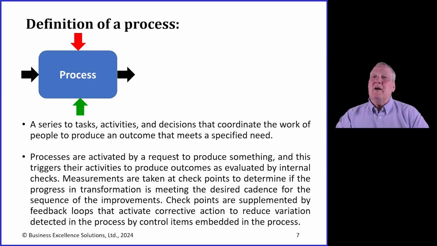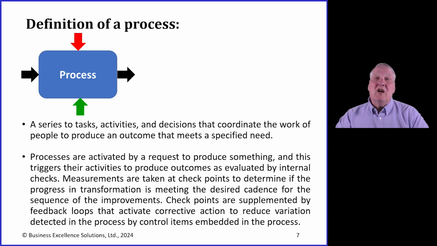So if we look at this process and we define it, we see it's a series of tasks, activities, decisions that coordinate the work of people to produce an outcome that meets a specified need. And that specified need is a customer requirement. So we activate a process when there's a request to do something, a customer order. This triggers the activities to produce the outcomes and bring together all the inputs necessary to drive that quality output.